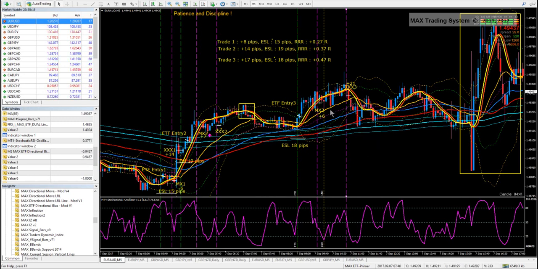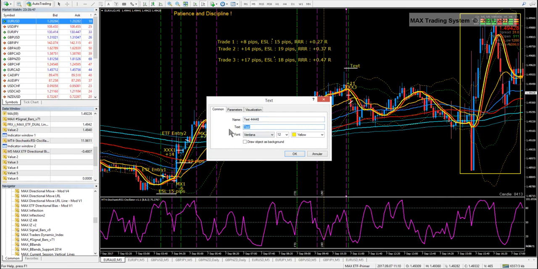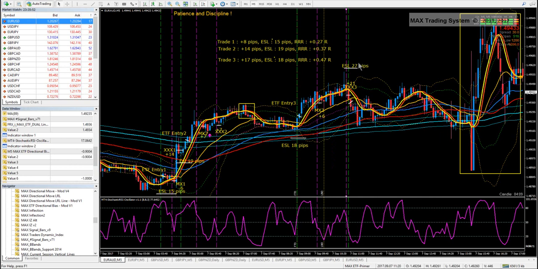And so it happens also that at the close of this candle, which has triggered our exit, this would have been also a potential entry setup bar for a short trade, with an entry in this area, a stop loss here. So the stop loss size would have been a larger one, let's say 24 plus the spread, 27 pips. ESL 27 pips, so a larger one.